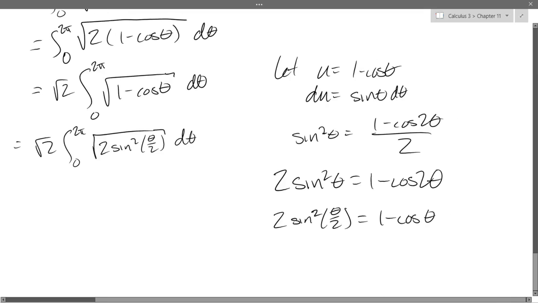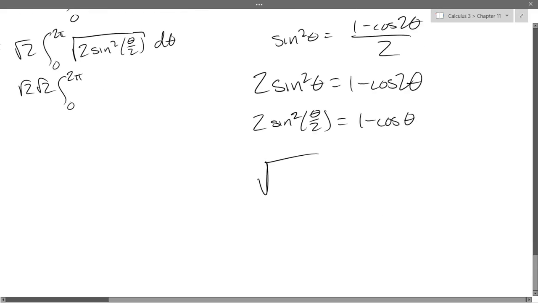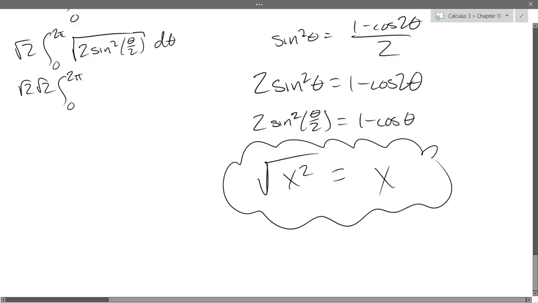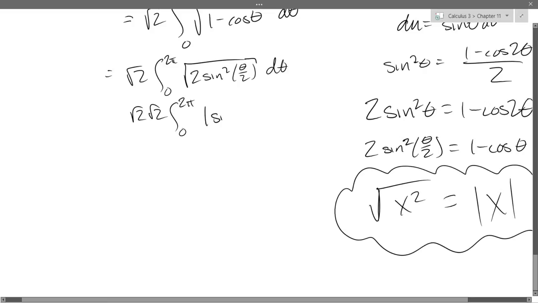So now you could break the 2 out as a square root 2. That'll turn the square root 2 into a regular 2. So that'll work. And you have the square root of sine squared, which is just sine. Actually, technically, it's not really just sine. What does square root x squared actually equal? It doesn't quite equal x. So how can we fix plus or minus x? Absolute value. So this is square root 2 times the absolute value of sine theta over 2 d theta.